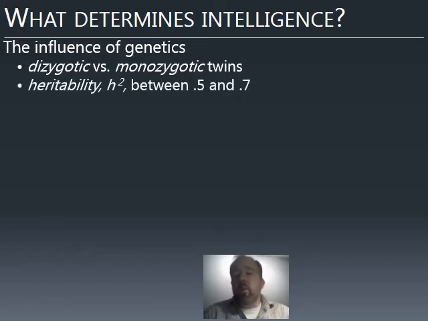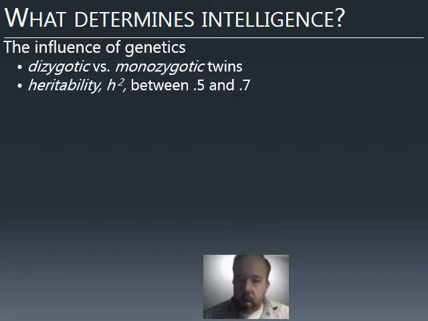In the end, you can come up with a score for what's called heritability, denoted as h squared. This is the amount of variation in intelligence between people in a group that can be attributed to genetics. And we think it's somewhere between 0.5 and 0.7. So we have this h squared value between 0.5 and 0.7.